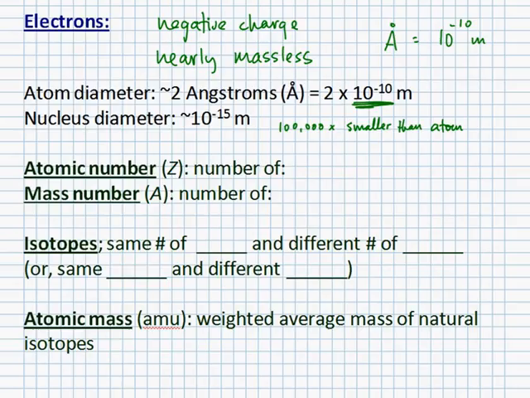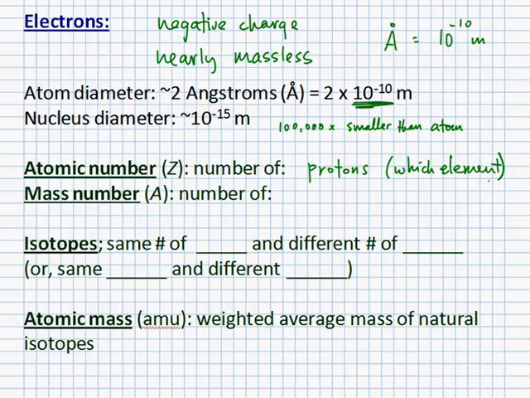So a couple of terms we use to classify atoms. Atomic number, which is abbreviated Z. Atomic number is just the number of protons. And that determines which element an atom is. So atomic number is listed on the periodic table. So carbon has an atomic number of 6, which means it has 6 protons in its nucleus. And every carbon atom will have exactly 6 protons. That's what makes it carbon.